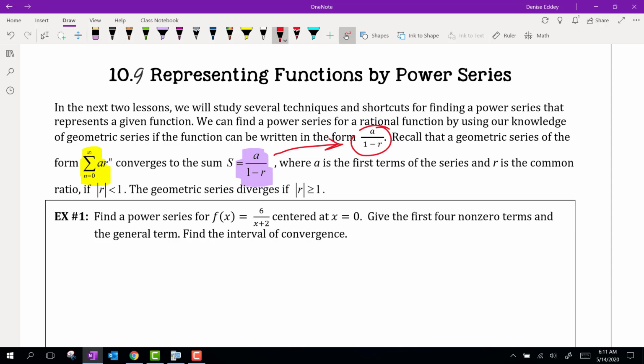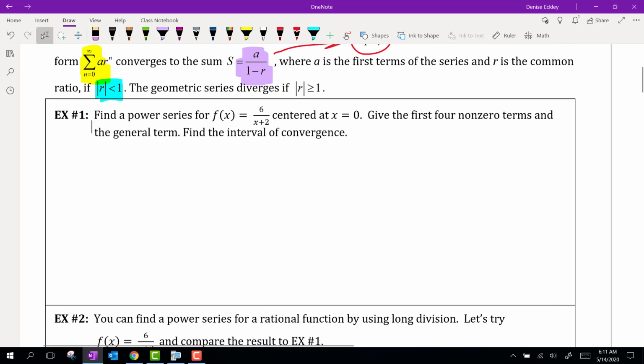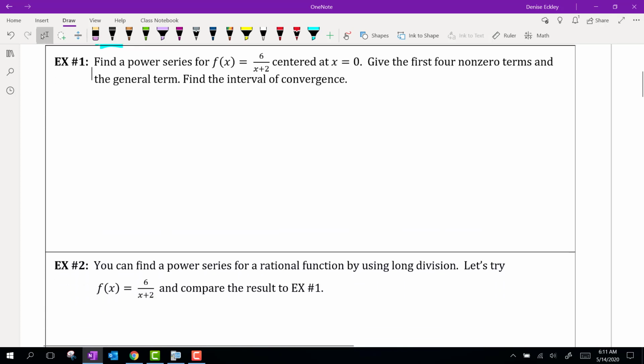And also, the important part of this to help us is remember that if the absolute value of r is less than 1, then that geometric series converges. And that's going to help us with our interval of convergence. So let's start with this example. Find a power series for f of x equals 6 over x plus 2, centered at x equals 0. Give the first 4 non-zero terms and the general term, and find the interval of convergence.